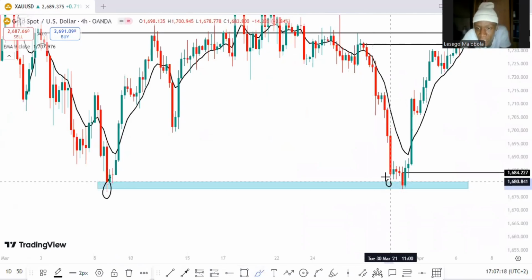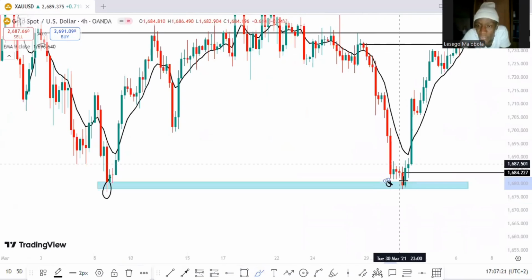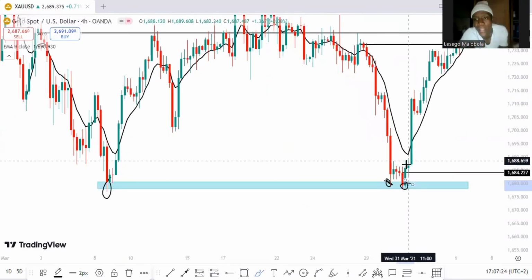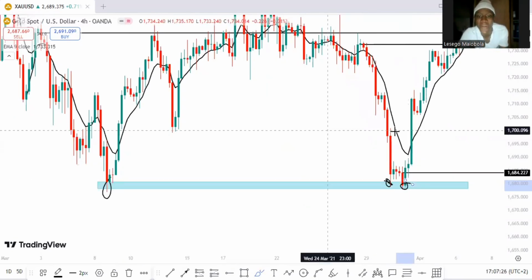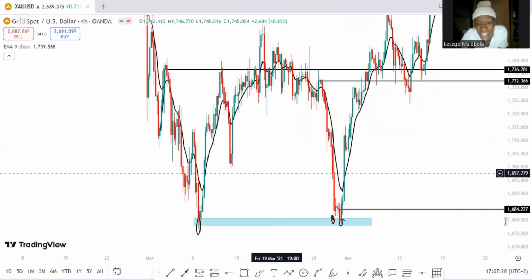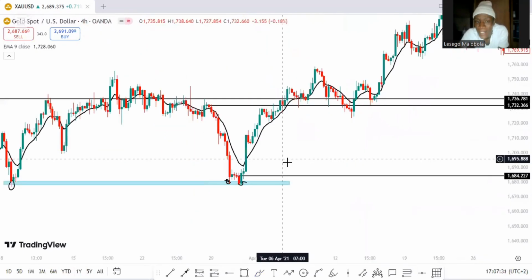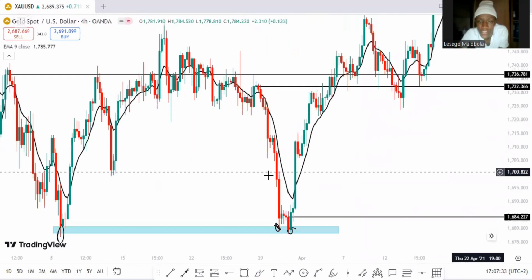Even here, price rejected, because after this rejection, we had a bullish candlestick, which is a V, and then this is a third rejection, and then we had a what? A bullish engulfing candlestick. And then what happened after that, guys? Price literally just went up. You can see for yourselves.